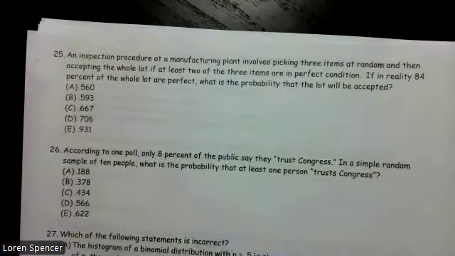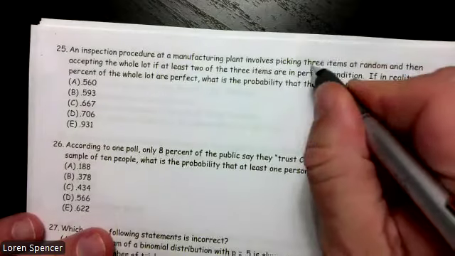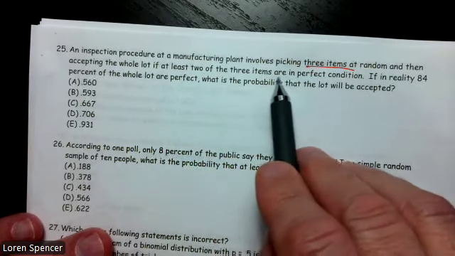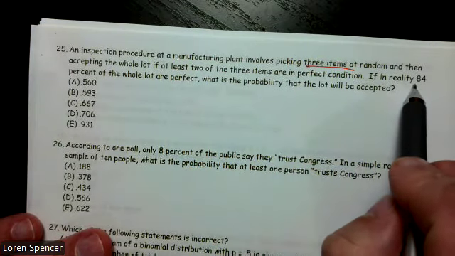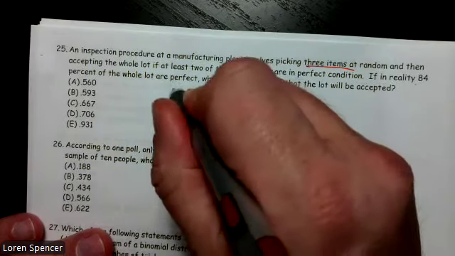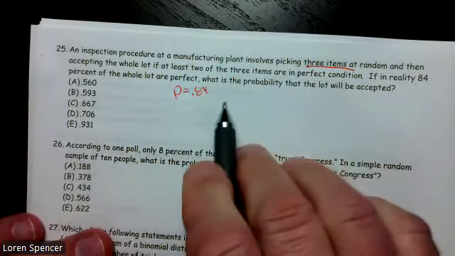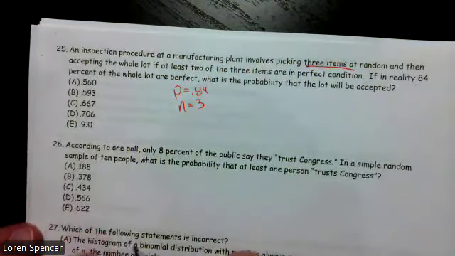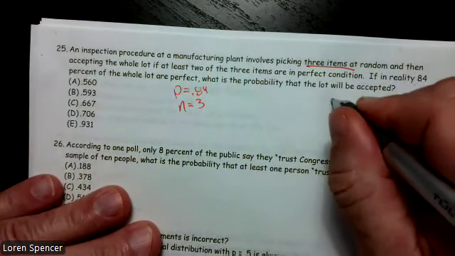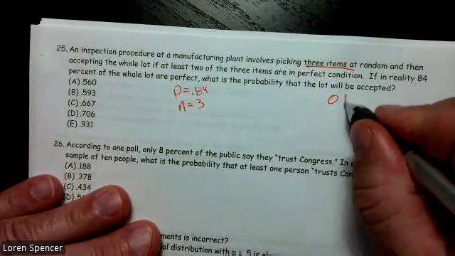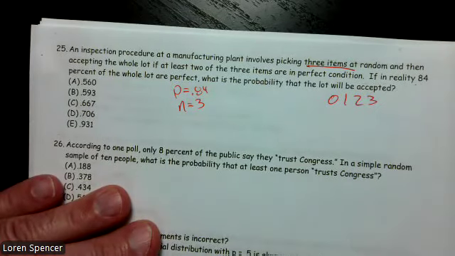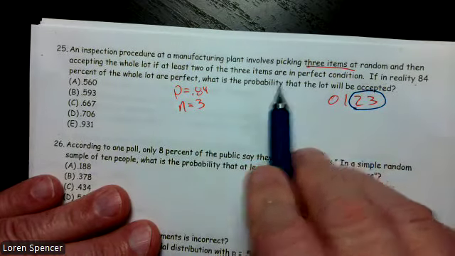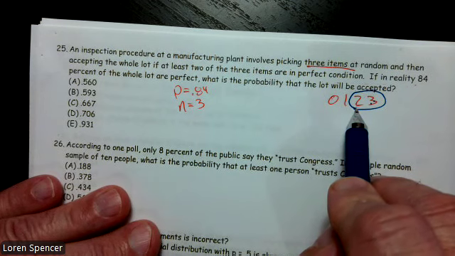25, an inspection procedure at a manufacturing plant involves picking 3 items at random and then accepting the whole lot if at least 2 of the 3 are in perfect condition. If in reality 84% of the lot are perfect, so our probability is 0.84, what's the probability that the lot will be accepted? So n is 3. Okay, so we can have 0 that are good, 1 that are good, 2 that are good, or 3 that are good. But what we're interested in is having at least 2 of the 3 in perfect condition.